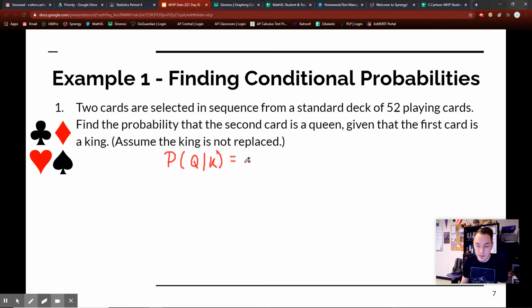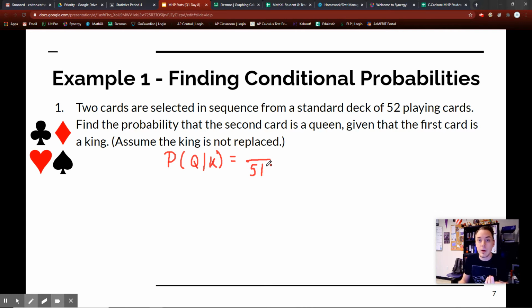What does this mean? Because the first card is a king and not replaced, the remaining deck will now have a total of not 52 cards, but 51 cards. Because again, you're finding the probability that the second card is a queen, given that your first card is a king, but your king is not replaced. So you have a standard deck of 52 cards. You pulled up a card, it's a king. You put it down. How many cards are in that deck now? It's not 52, it's 51.